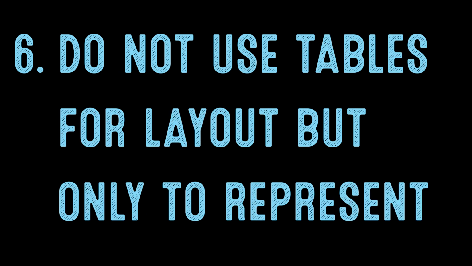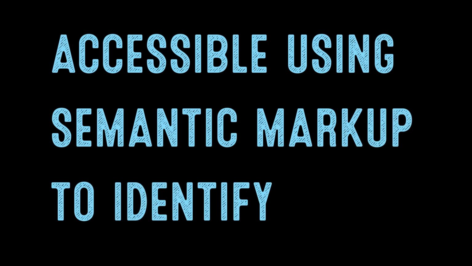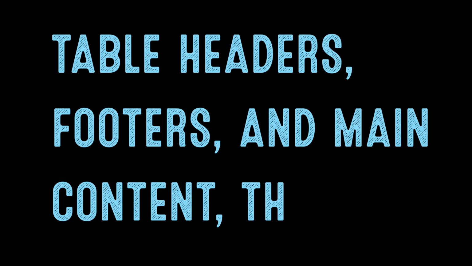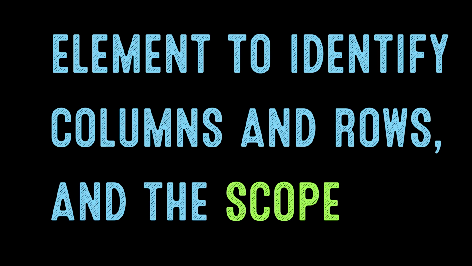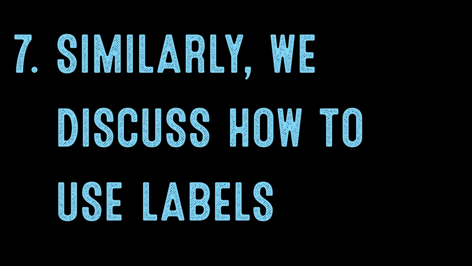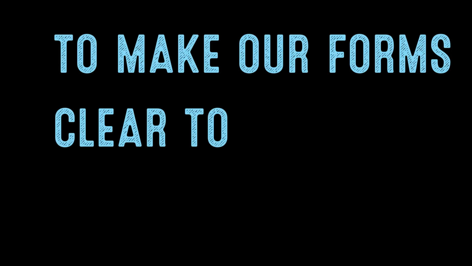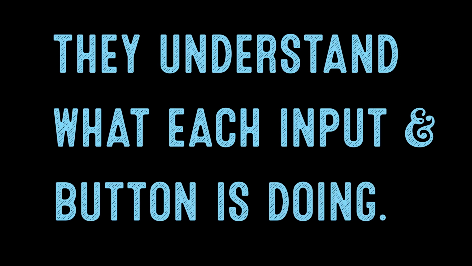6. Do not use tables for layout, but only to represent tabular data, and how to make your tables accessible using semantic markup to identify table headers, footers, and main content. The TH element to identify columns and rows, and the scope attribute to add additional clarification for assistive devices like screen readers. 7. Similarly, we discuss how to use labels to make our forms clear to our users so that they understand what each input and button is doing.